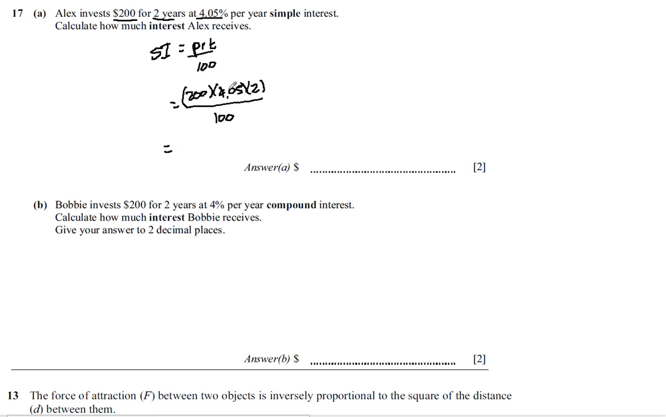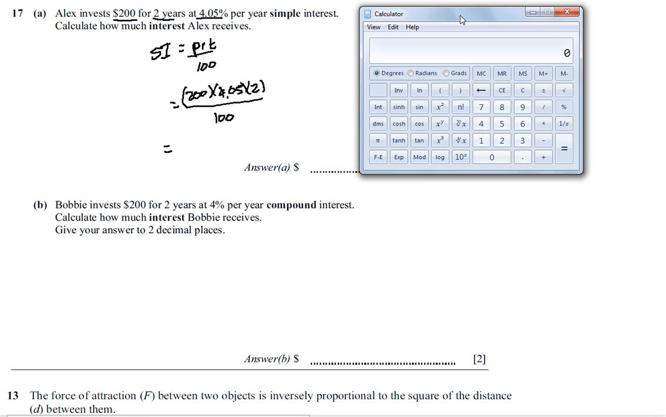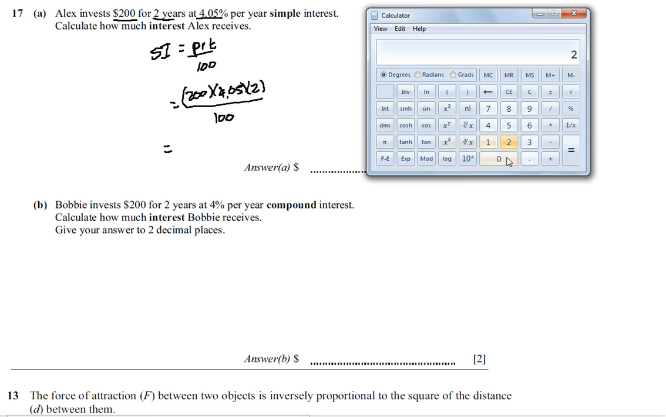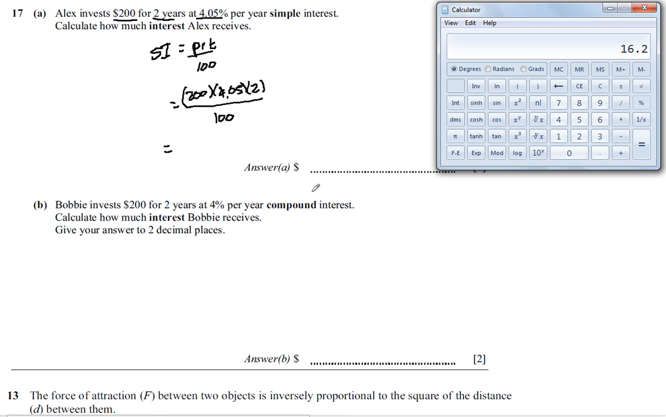So putting this on our calculator, I don't have a calculator with me, so I'm going to use the computer one, just going to get that out quickly. Okay, there is this calculator. Let's see if this works. So 200 times 4.05 times 2 divided by 100. You should have probably got this if you had your formula with you in the exam, which is 16.2.